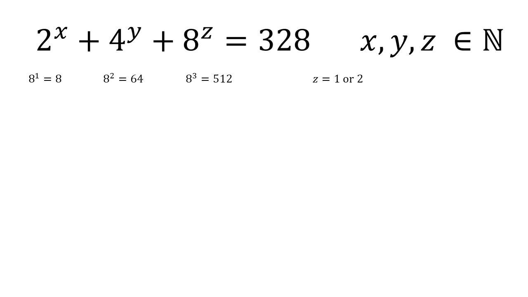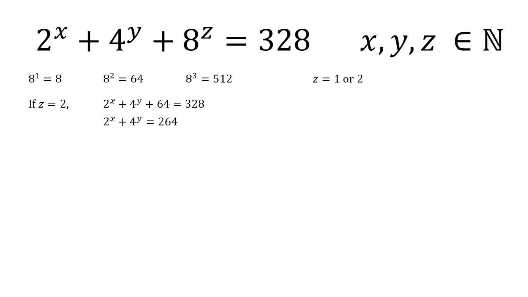So now let's look at this on a case-by-case basis. Let's start with if z was equal to 2. We'd have 2 to the x plus 4 to the y plus 8 squared, which is 64, equal to 328. So our 2 to the x plus 4 to the y must equal 264.